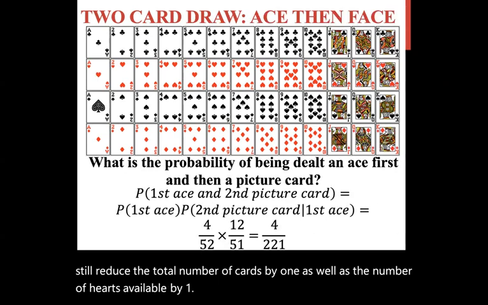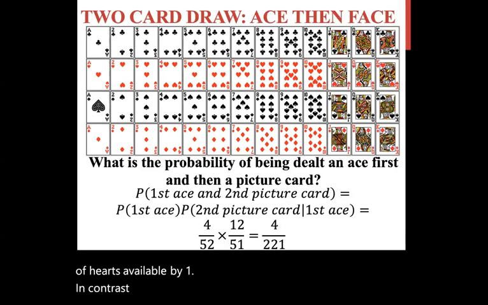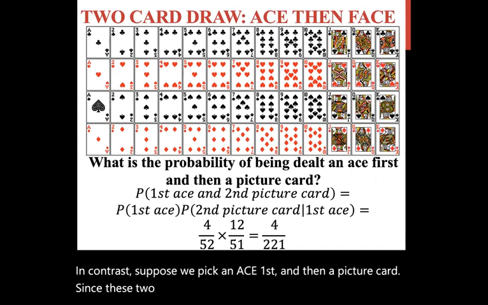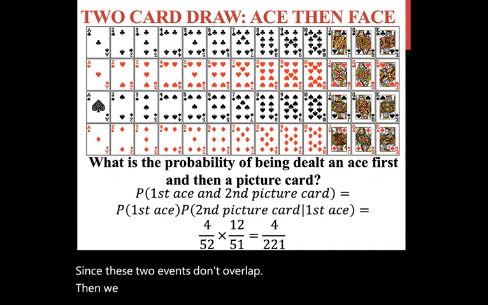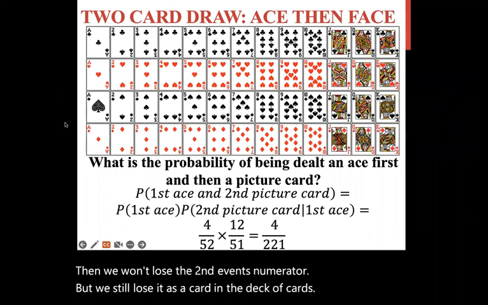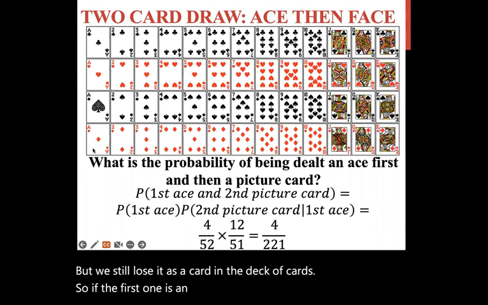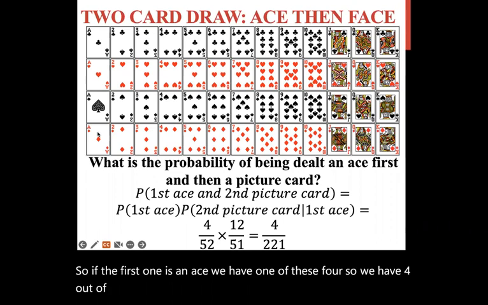In contrast, suppose we pick an ace first and then a picture card. Since these two events don't overlap, then we won't lose the second event's numerator, but we still lose it as a card in the deck of cards. So if the first one is an ace, we have one of these 4. So we have 4/52 as our chance of grabbing the first card that we need.